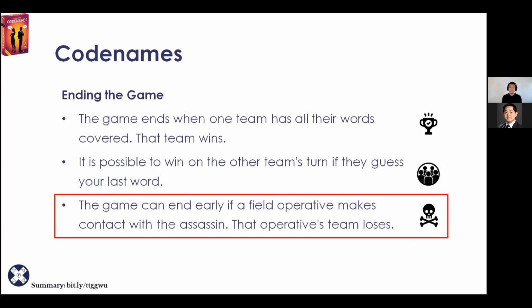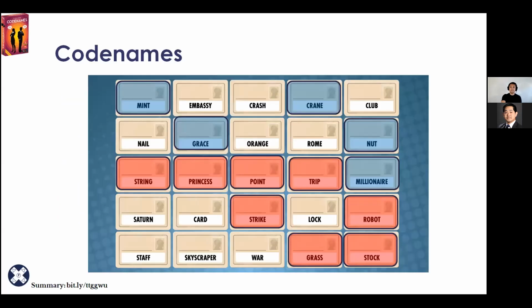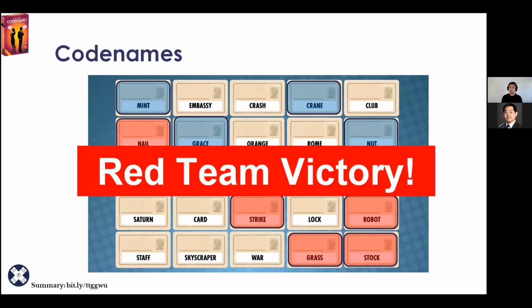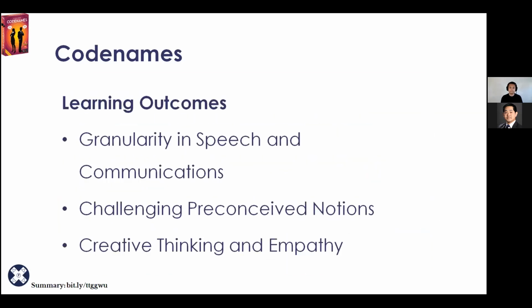And then the game can end early if a field operative on any team happens to touch the card that is the assassin, in which case, whichever team that person is on, their team will lose and the other team will win. So in this case, this is what our board looks like. Let's say that the red team chooses this word, nail, and after they've chosen nail, it's going to be a red team victory because they've gotten all of their cards before the blue team has gotten all of their agent cards.